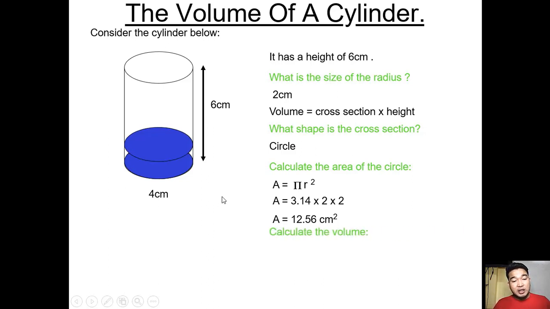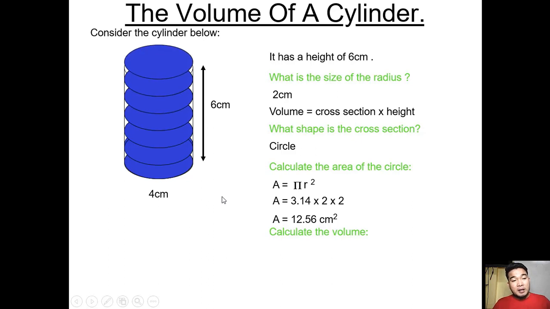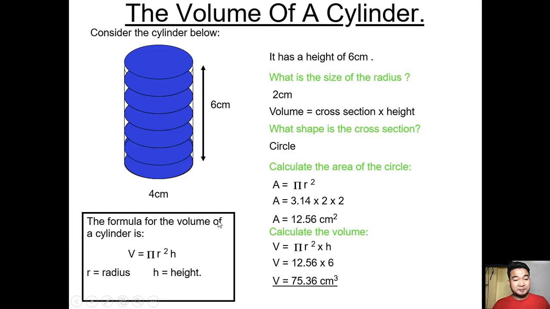To calculate the volume, we simply multiply our area, or the area of the base, times the height, or the cross-sectional area times the height, which is 6. And we'll be having a product of 75.36 cubic centimeters, which is the volume of our cylinder. And that is now the formula in solving for the volume of the cylinder. V is equal to pi r squared h.